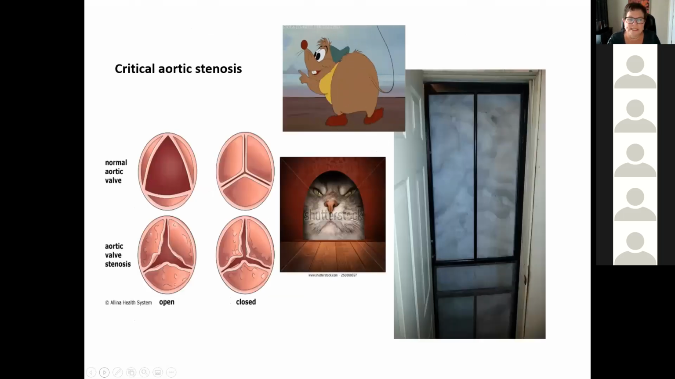So I always think of critical aortic stenosis as Gus, the fat-butted mouse, trying to squeeze into the mouse hole. Or I like this analogy of trying to open this screen door against 6 feet of snow. That's kind of what the left ventricle has to do.